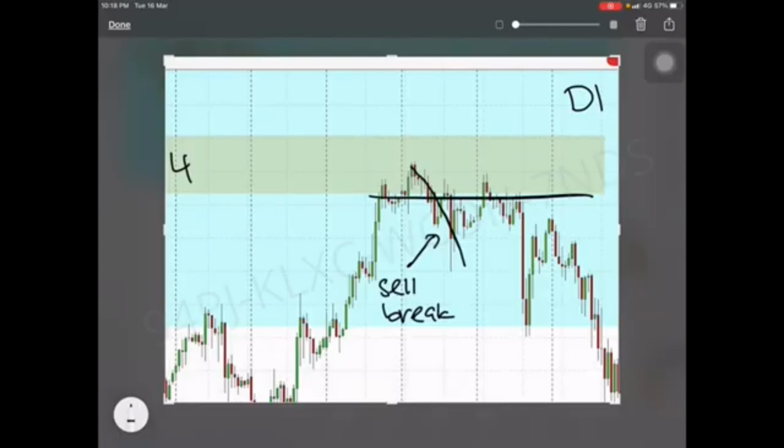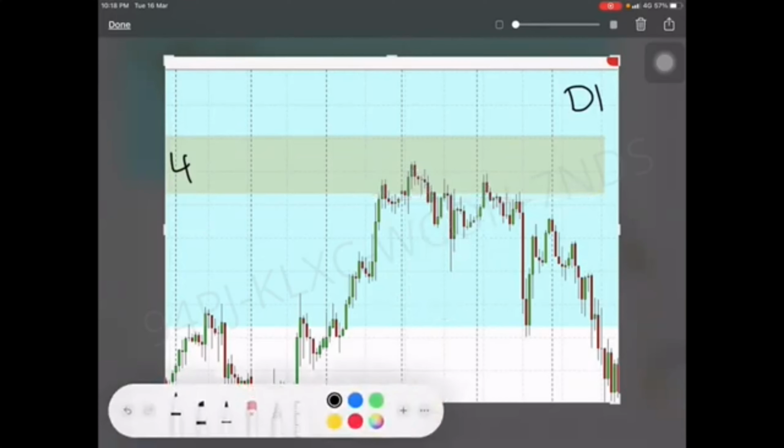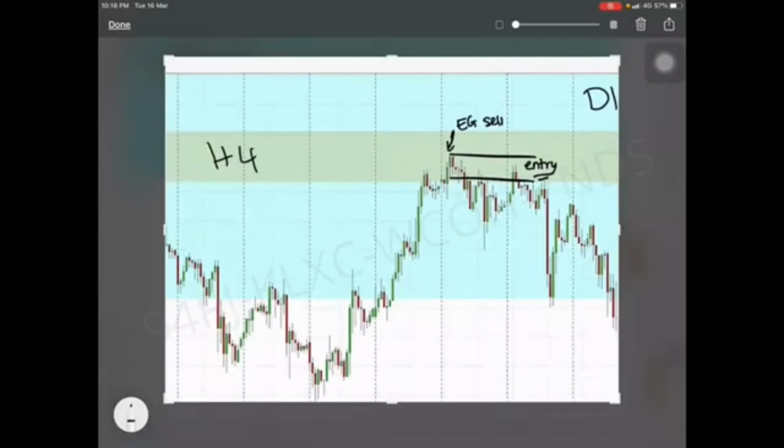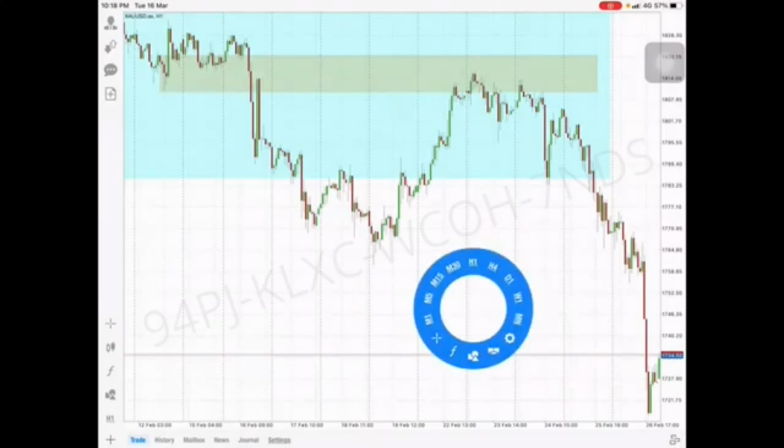Is it clear? Okay, after that, we can entry. So how do we entry now? Look at it and you will see there is engulfing sell. You see this? So this is where you will entry. Here is the zone for you to entry. So that is the completed SOP. Is it clear to you now? Okay, so let's do another one.